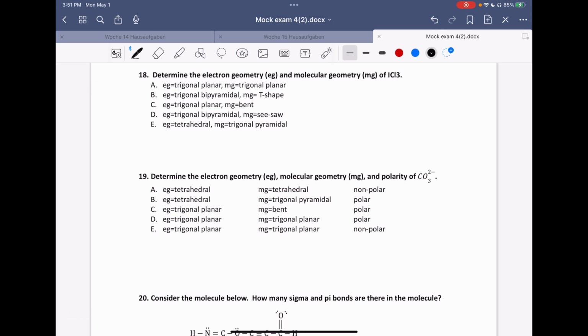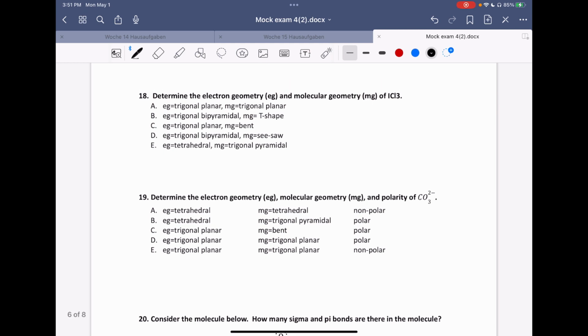Determine the electron geometry and molecular geometry of ICl3. Okay, so we first start by counting the valence electrons, right? We have 21 total for the 3 chlorines, and then another 7 for this iodine, so 28 total. We can start with just our skeletal structure, and we'll have iodine in the center because we want the least electronegative atom in the center. Cl, Cl, Cl.